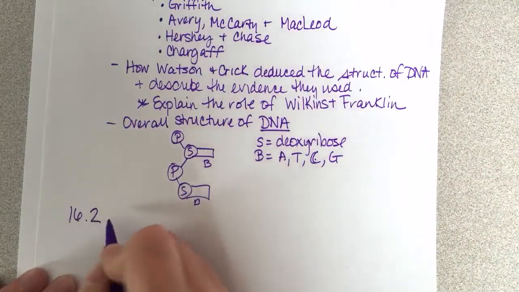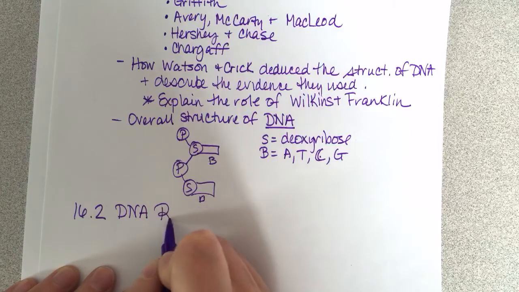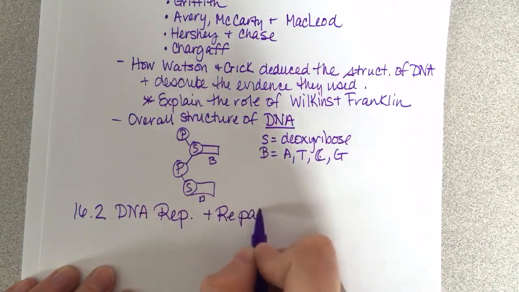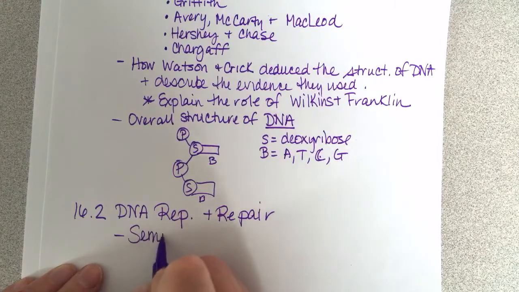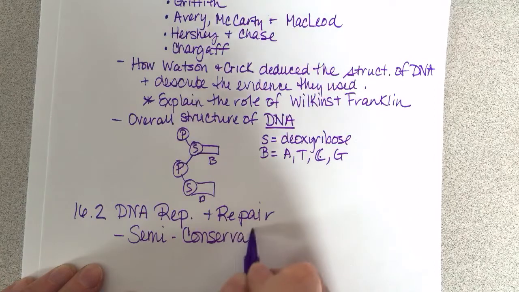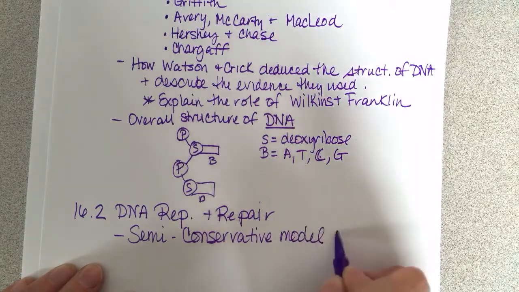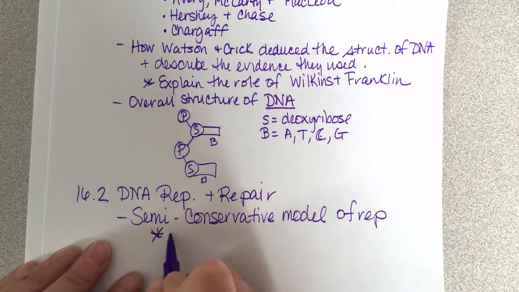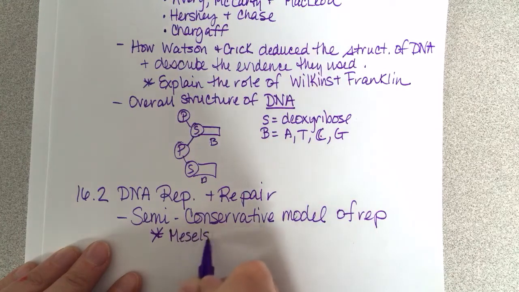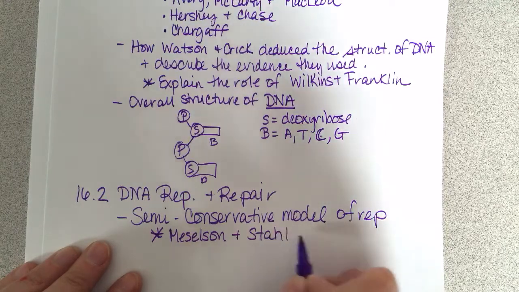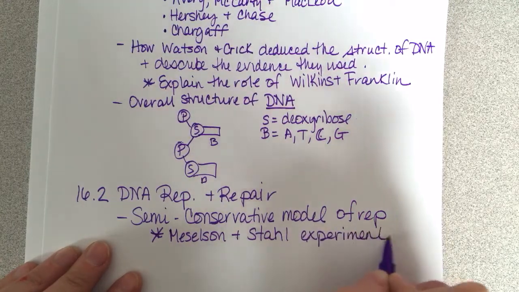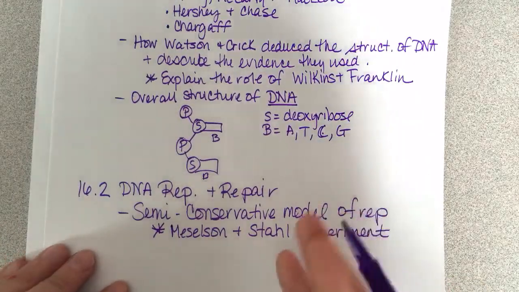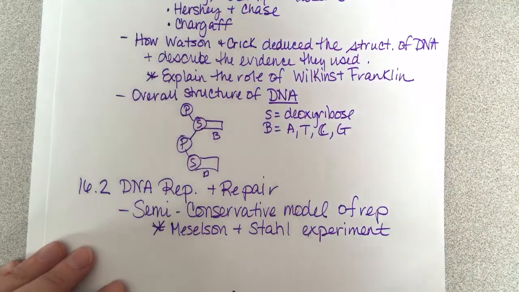So then 16.2 was about DNA replication and repair. So we need to know about the semi-conservative model. With that, an experiment, we need to know Meselson and Stahl's experiment. So they put the radioactive phosphorus or radioactive nitrogen to tell whether or not the DNA of the bacteriophage was actually the genetic material, whether the virus was actually DNA or RNA.